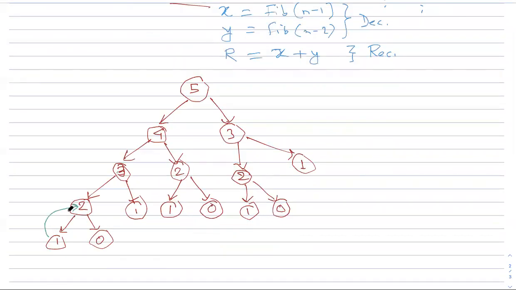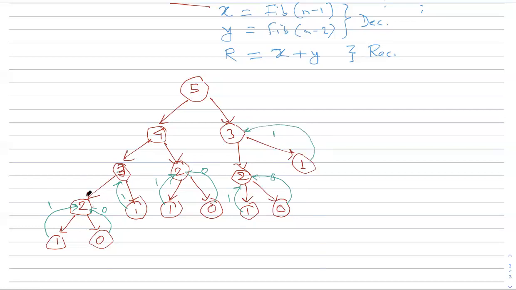So this returns 1. This returns 0. This returns 1. This returns 1. This returns 0. This returns 1. This returns 0. This returns 1.